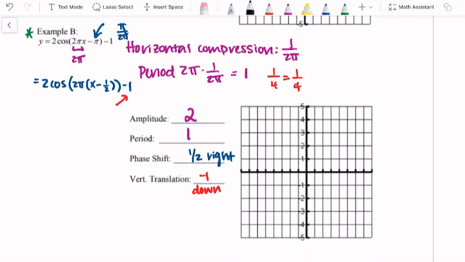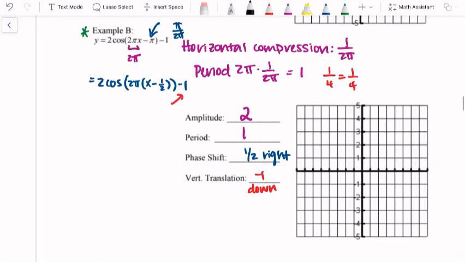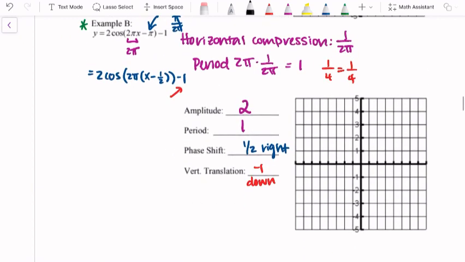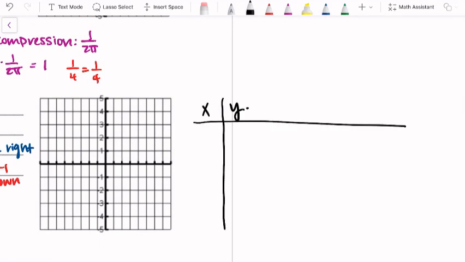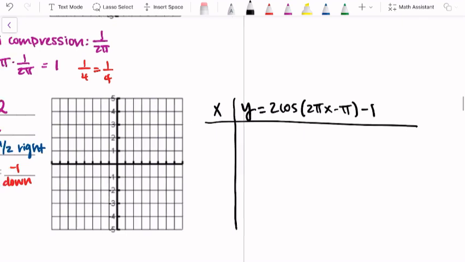Okay, let's make ourselves a table. I'll just make my table over here. Okay, x and y, and our function was, let's see, 2 cosine. You can either use the factored version or the non-factored version. It's totally up to you. I'm going to use non-factored. Sweet. Okay, here we go.